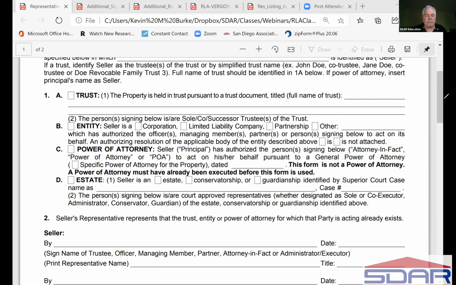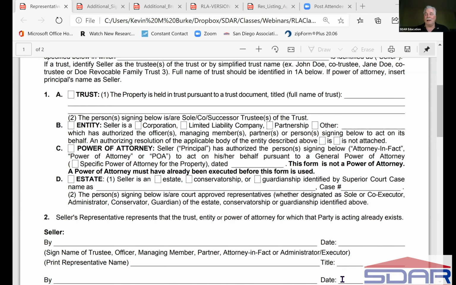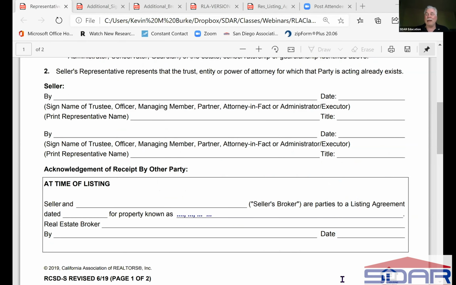Okay, very good. And then finally, down here towards the bottom, seller's representative represents that the trust entity or power of attorney already exists. How many times do we have to say that? It's going to be really hard for somebody to come back later on and say, well, I didn't know it had to be currently in operation. And the answer is yes, it has to be currently in operation. Okay, so that's my RCSD.